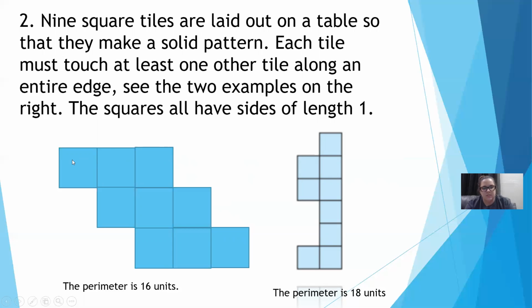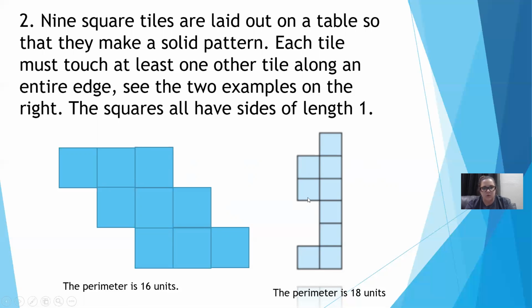So the perimeter of this one is 16 units, by counting 1, 2, 3, 4, 5, 6, 7, 8, 9, 10, 11, 12, 13, 14, 15, and 16. This one was 18, by counting up to 18. So that's how I got my perimeters.